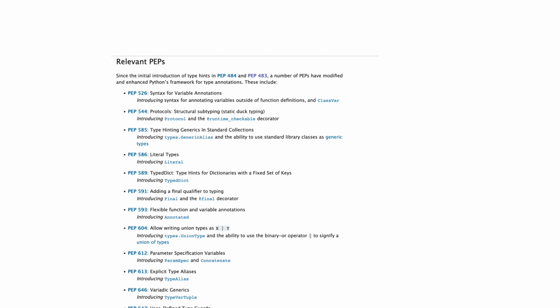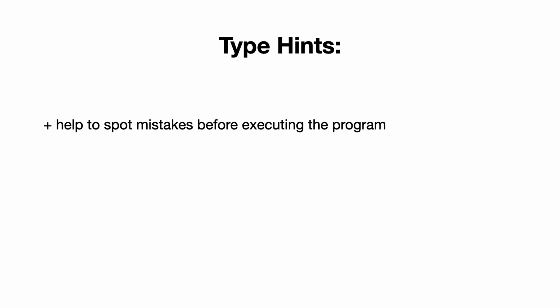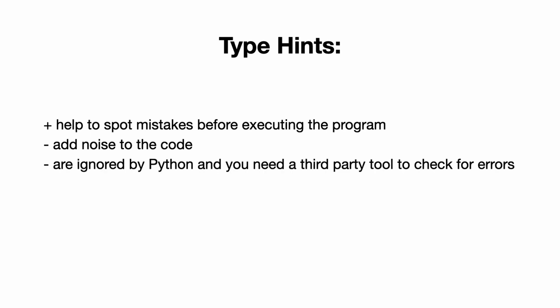I cannot help you to decide whether you should use type hints. All I can do is share my observations while working with them. I noticed that type hints help to spot mistakes before executing the program, but they also add noise to the code. They are ignored by the Python compiler and you need a third-party tool to check for errors. And since Python does not enforce type hints, just like wrong documentation, wrong type hints make the code worse.